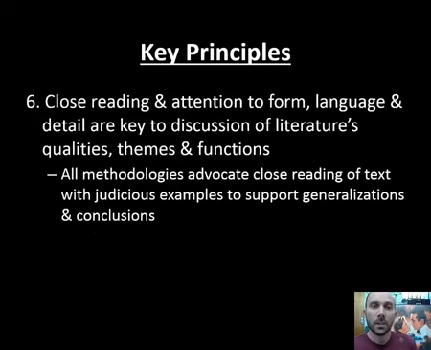So an author might have intended his or her work to mean one thing, but the outcome could be very different from that intention. The sixth key principle is that close reading and attention to form, language, and detail are key to discussion of literature's qualities, themes, and functions. And we're going to talk about a lot of different methodologies in this course, but all of them are going to share this key principle in common, is that we need a close reading of the text. We need judicious examples to help support our ideas, our generalizations, our conclusions. And this notion can be traced back to the formalist tradition. Of course, the new critical tradition is instrumental in focusing on these close readings, on careful detail, and on using examples to support your ideas.